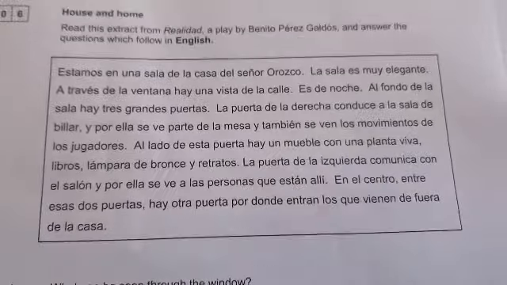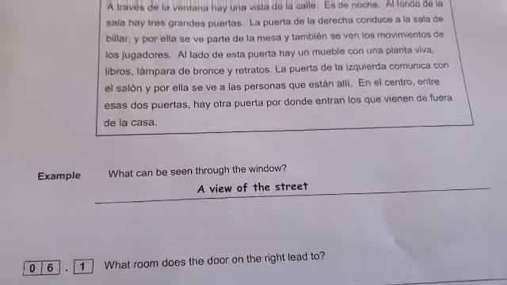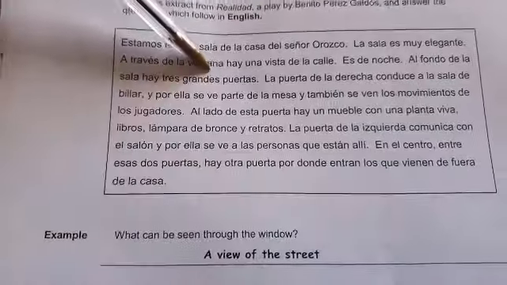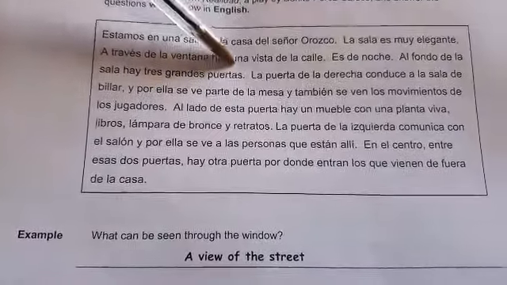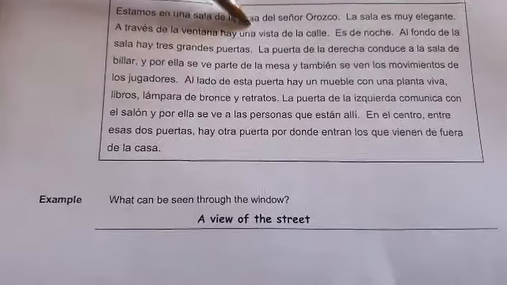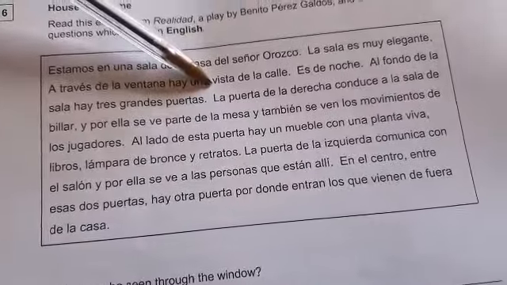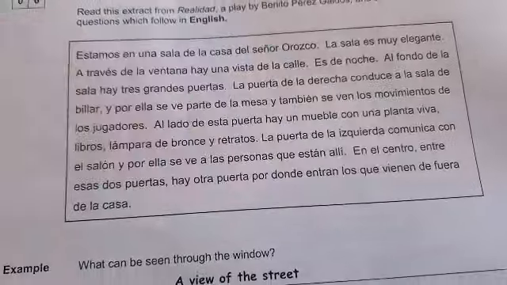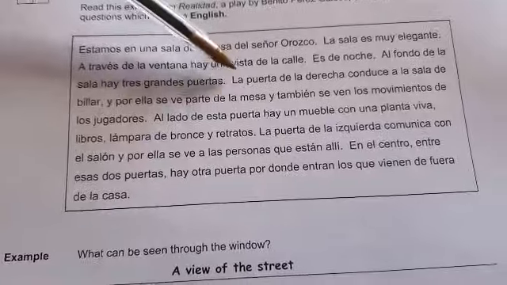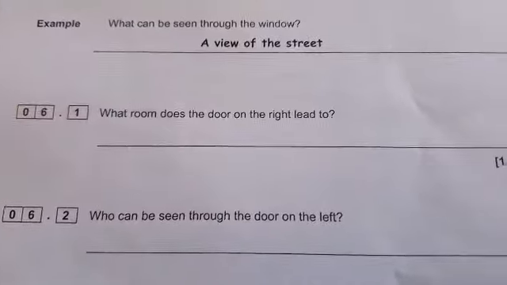Right, so let's have a look at the question. What can be seen through the window? So we're going to look for, that's the example anyway. Ventana, which is window. There is una vista de la calle, so a view of the street. You will remember this because when you're doing hotel section, we talk about vista a la playa, la montaña, vista de la calle. Okay, so you have to always relate back to other places where you've seen these words to connect the dots. But obviously that example was given to you already.